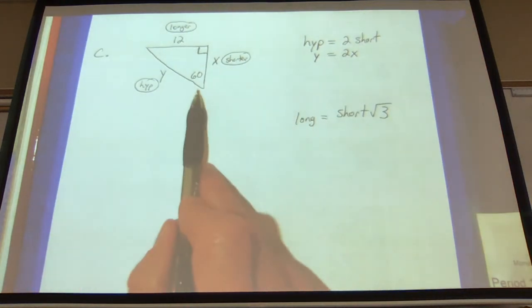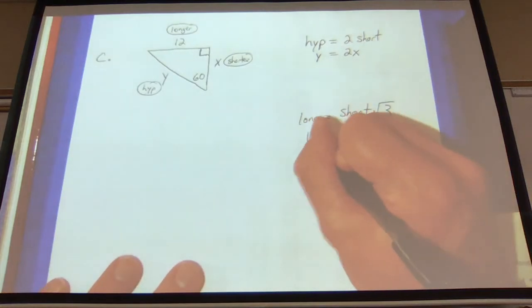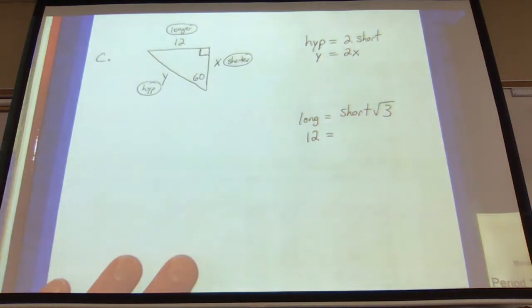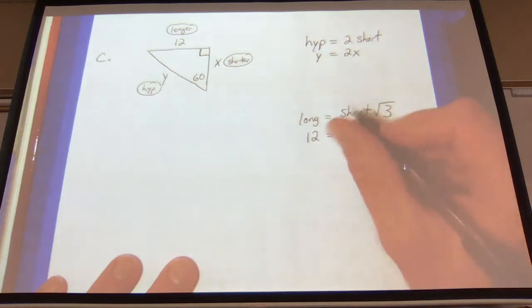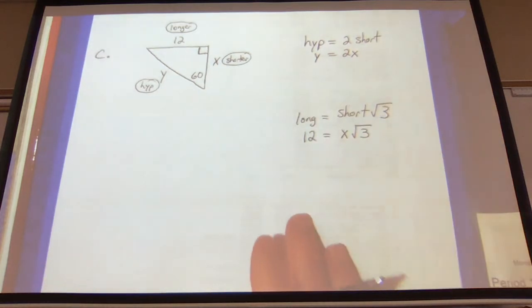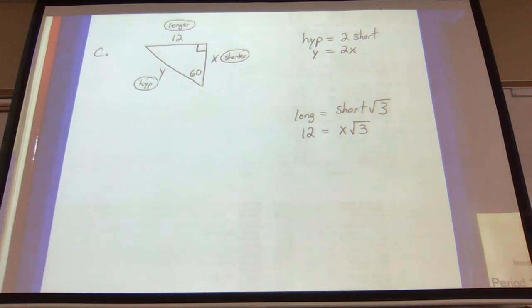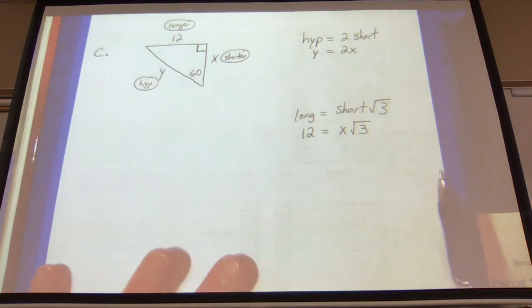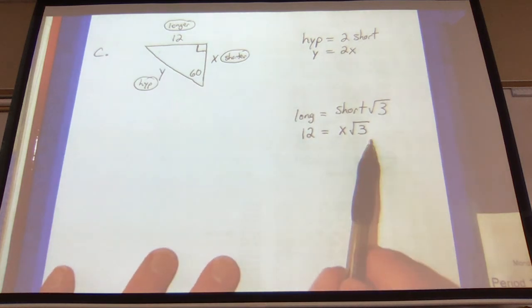Longer leg is across from the 60-degree angle. That's the 12. It's going to equal the shorter leg, which is x, times the square root of 3. And now we're going to get back to seeing some stuff that you're used to seeing when we did the 45, 45, 90 triangle. We have 12 equals x times the square root of 3.